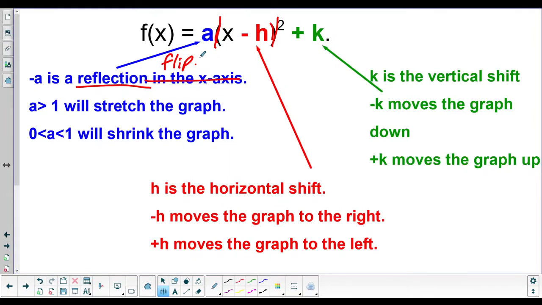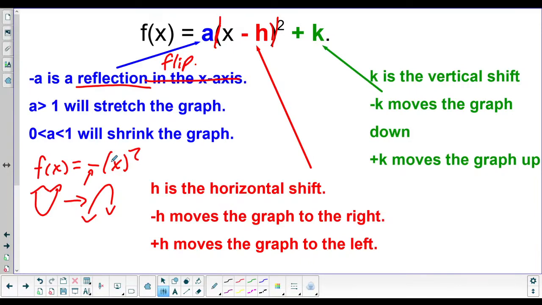Okay. So if we have f of x equals negative x squared, instead of being a u, it's going to turn into an upside down u. This negative sign is going to flip it. If a is a number, like it's a 2 or a 3, it'll stretch it. And if it's a fraction, it'll shrink it. Okay. I don't think we're going to look at this too much today. We're going to mostly focus on the flipping aspect.